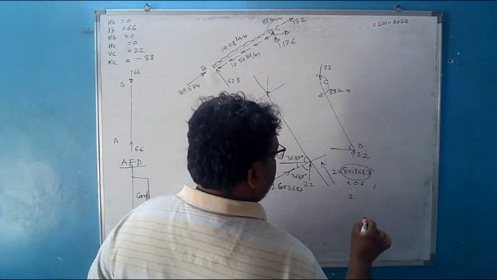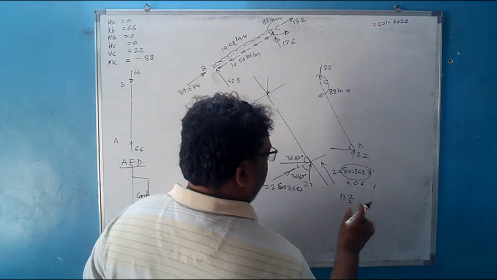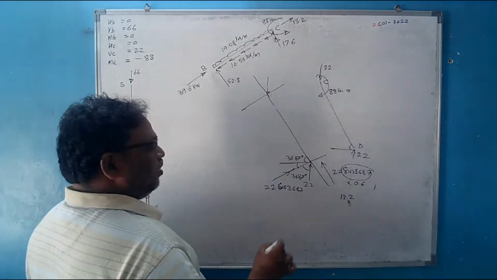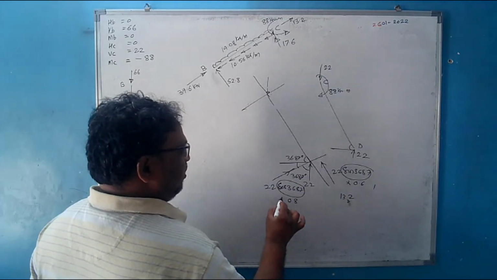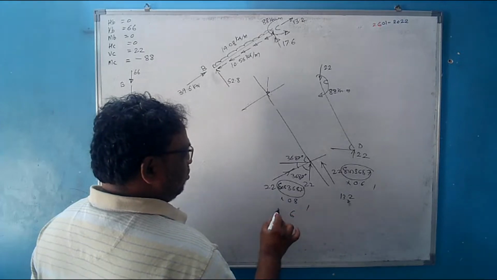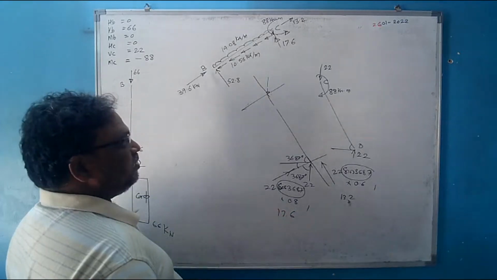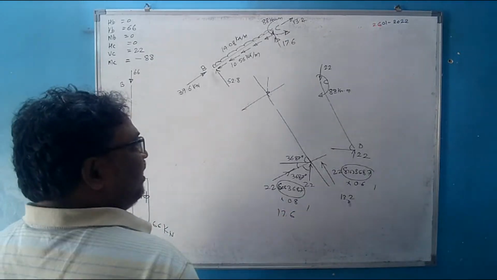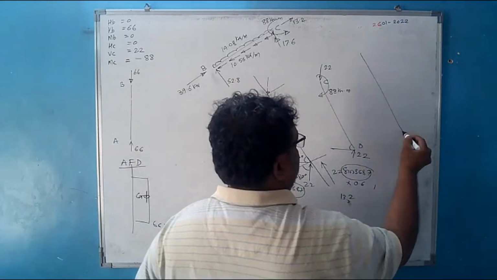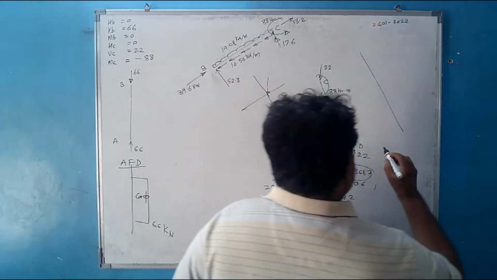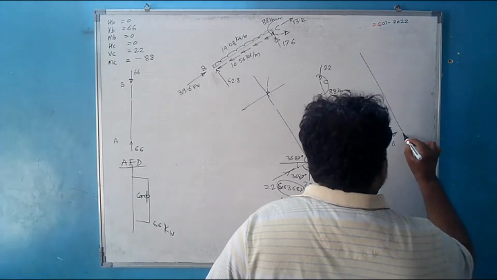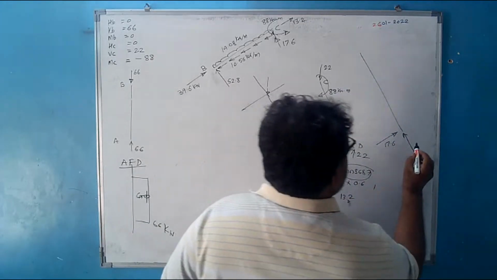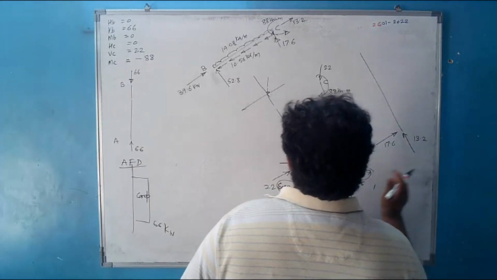So it is 13.2. This cos of 36.87, so it is equal to 0.8. 8 दूनी 16, 16 17, 17.6. So actually it means that here we are having the force 17.6. Here we are having a force 13.2.